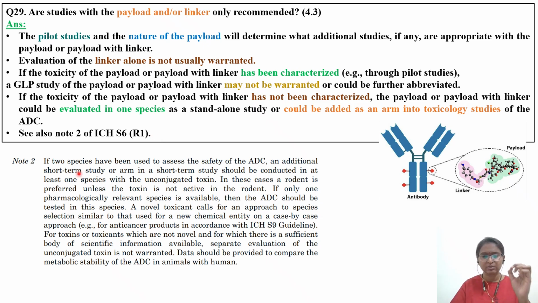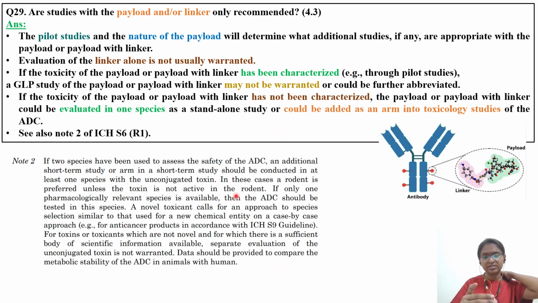So let's quickly go through what note 2 is stating and how it is related to ICH S9 and this particular question. If two species have been used to assess the safety of this ADC, meaning all these three together, an additional short-term study or an arm in a short-term study should be conducted in at least one species, whether rat, monkey or rabbit, with unconjugated toxin. Unconjugated toxin means, as in the previous slide, the payload. In these cases, a rodent is preferred unless the toxin is not active in the rodent.